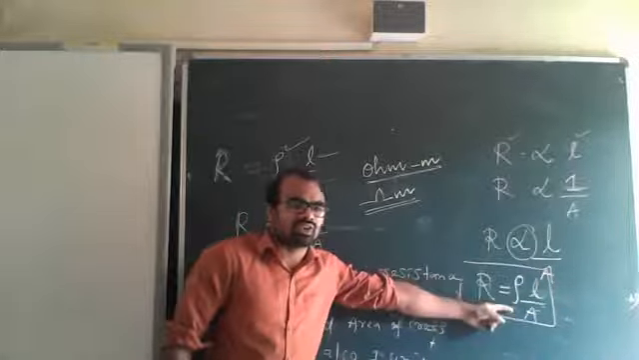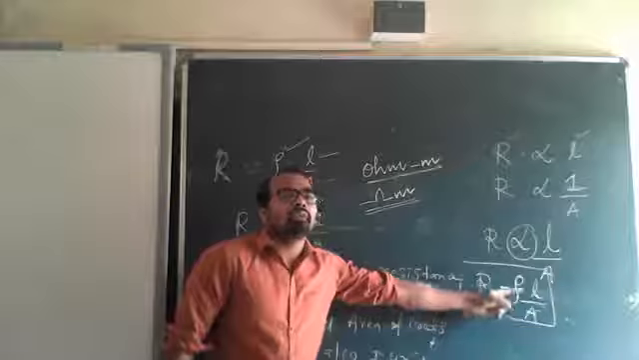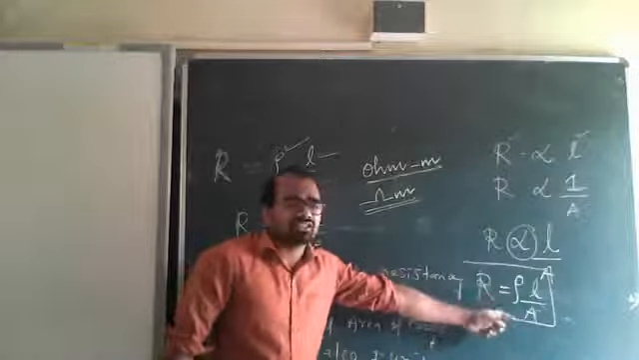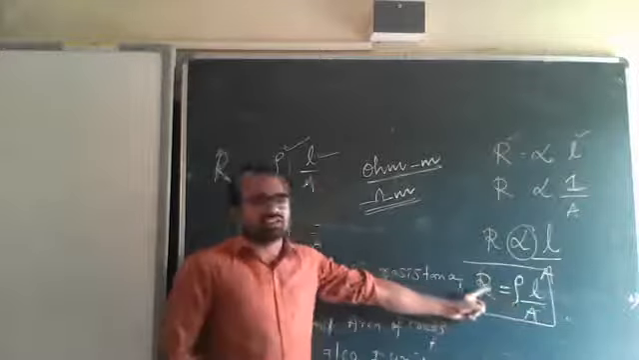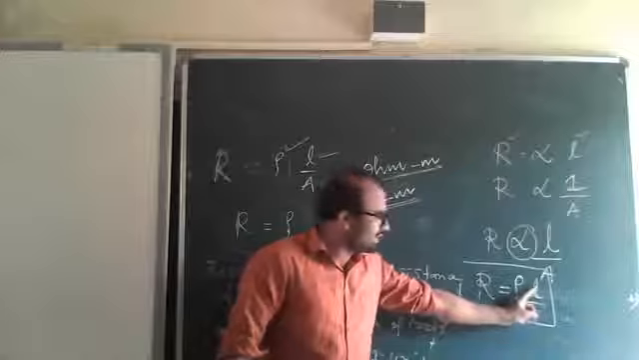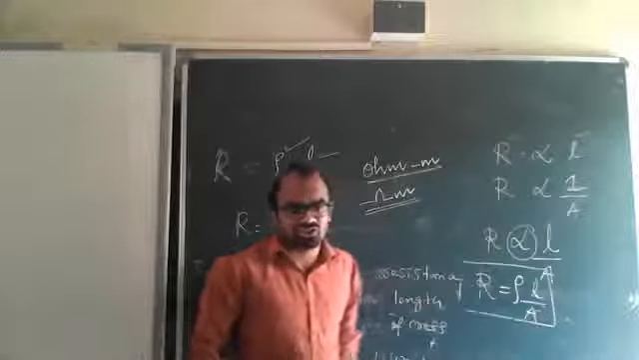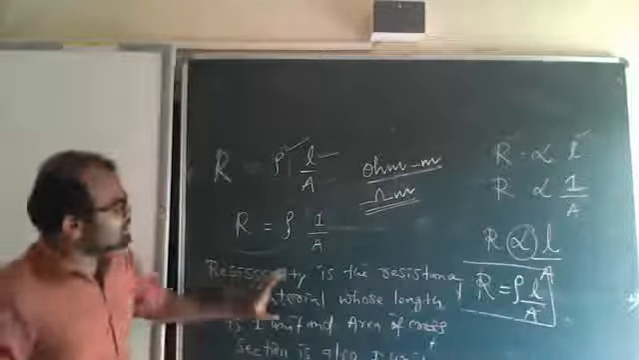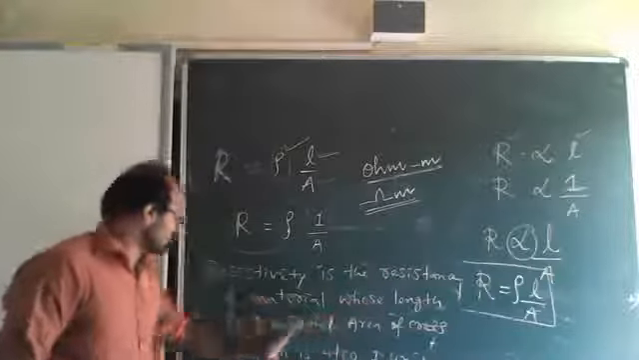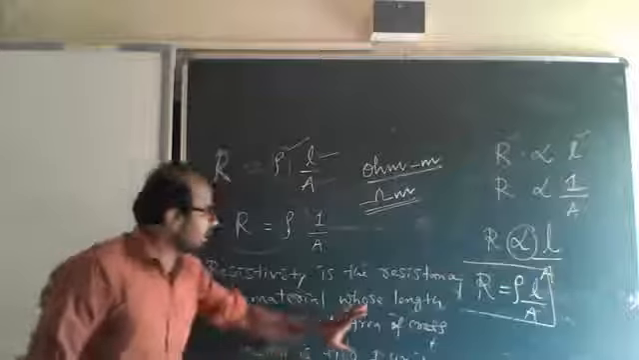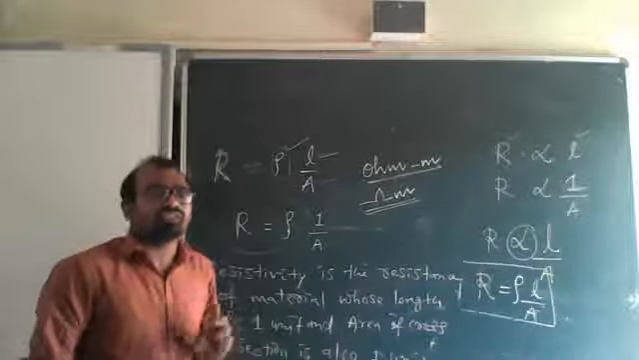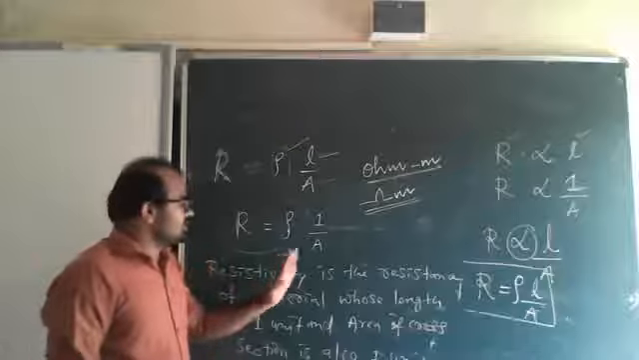What is its SI unit? Ohm meter. So we have defined resistivity. Resistivity is nothing but the resistance of the material having unit length and unit area of cross section. Or you can say resistivity is the resistance of a material whose length is 1 unit and area of cross section is also 1 unit. This is called resistivity.